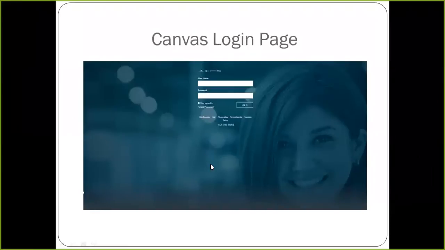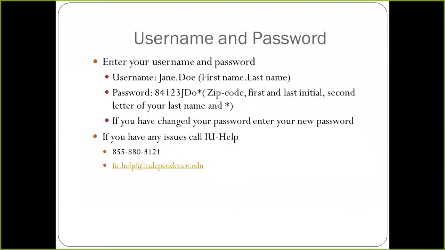You will be required to enter a username and password when you get to the Canvas login screen. This should be the same information that you used to complete your early admissions course. But just in case, let's review. Your username will be your first name dot your last name. Your password will be your zip code, the first letter of your first name, the first letter of your last name, both capitalized, the second letter of your last name, and an asterisk.